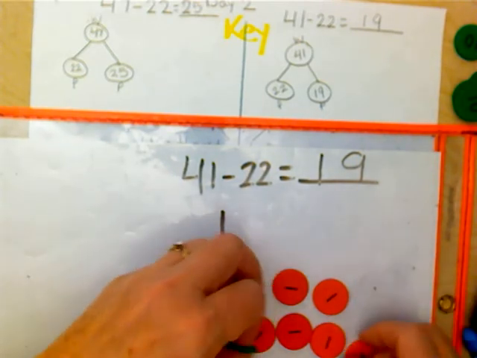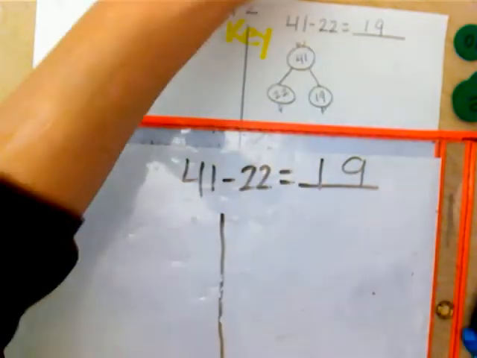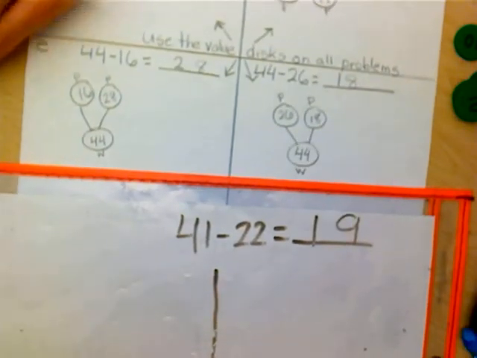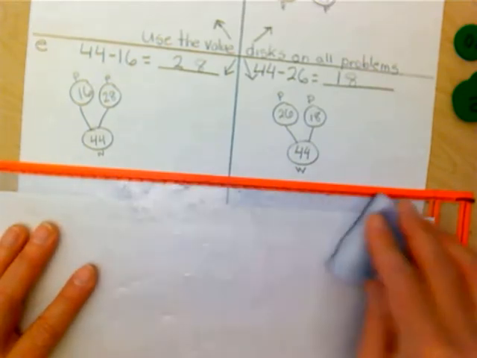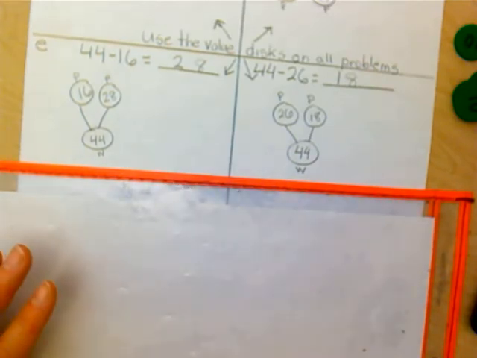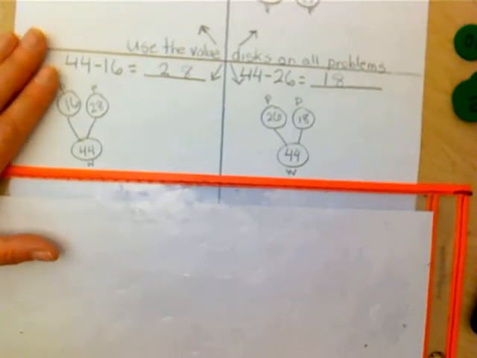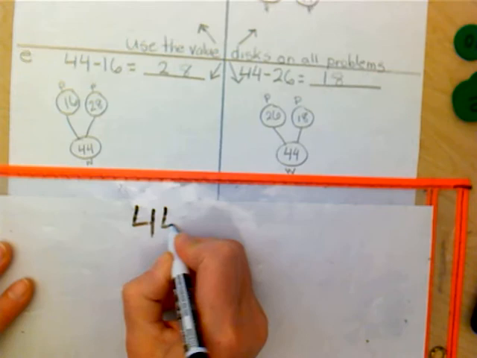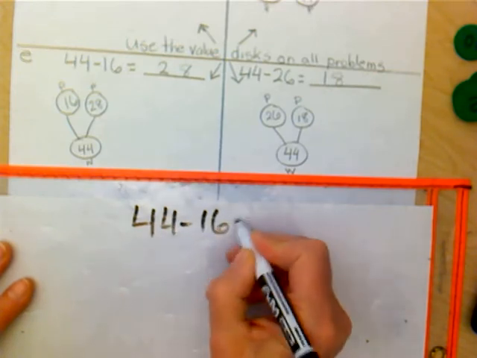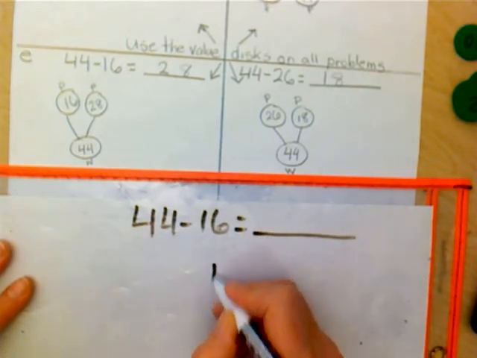Okay, I'm going to just do a couple more of those. I know you're thinking, Miss Star, we get it, but just in case you didn't get it. See that big thing, use your value discs on all of these problems? Yeah, because it will make it easier for you to understand, especially as we continue to move into more complicated equations. So 44 take away 16 equals, I'm going to set that up.